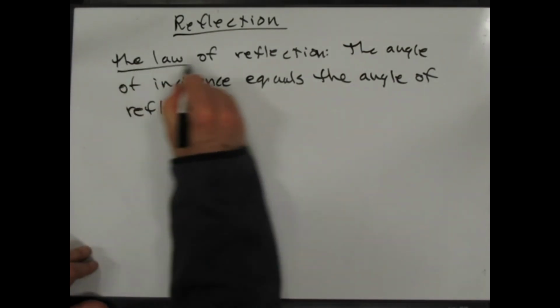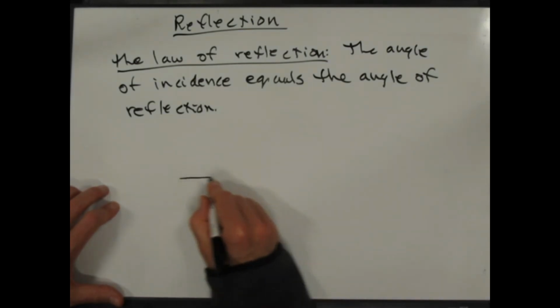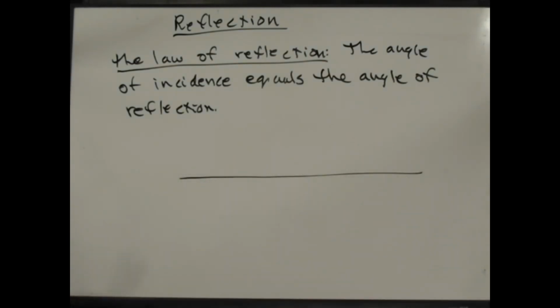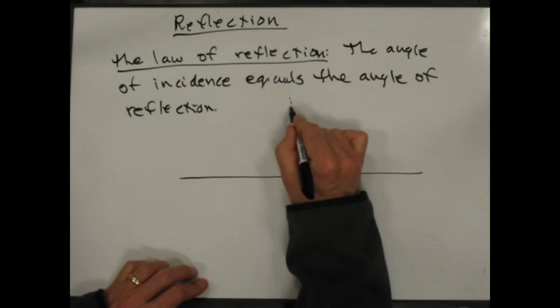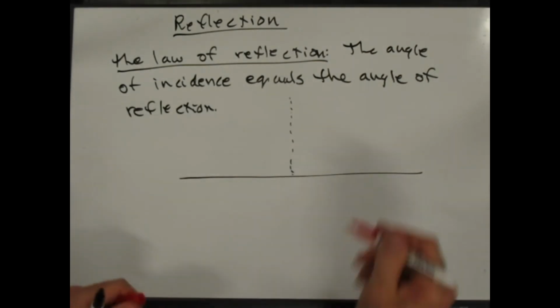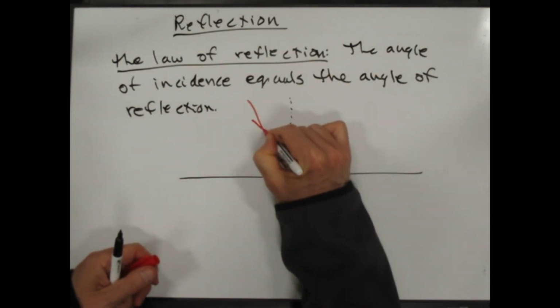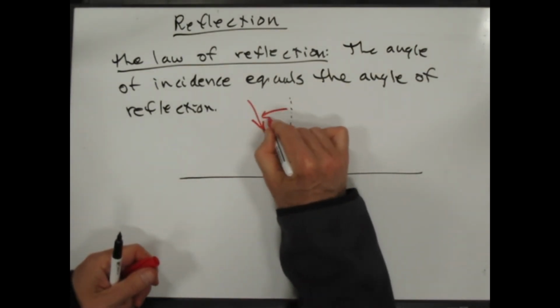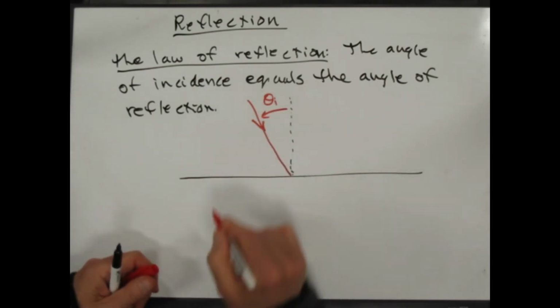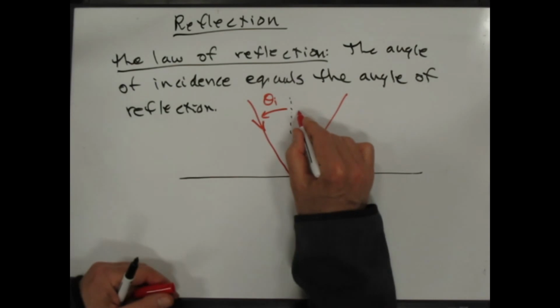The law of reflection states that the angle of incidence equals the angle of reflection. And so that means if I have a surface here, and I draw an imaginary perpendicular line, a ray that's coming in at, say, this angle, I'll call that theta incident, will reflect at exactly the same angle.